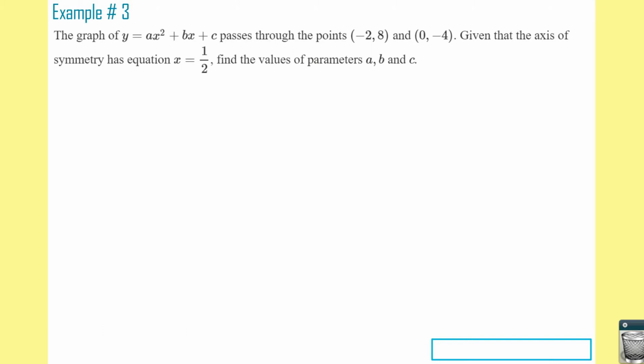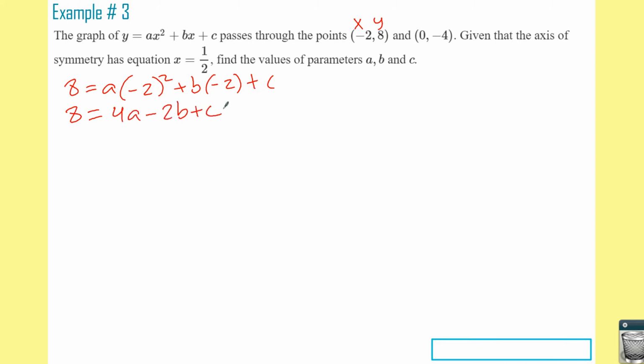Okay, so for this one, since you know it goes through these points, I would go ahead and plug those in. So for example, this is an x and a y. So 8 would equal a times -2 squared plus b times -2, plus c. So we get 8 equals 4a minus 2b plus c.